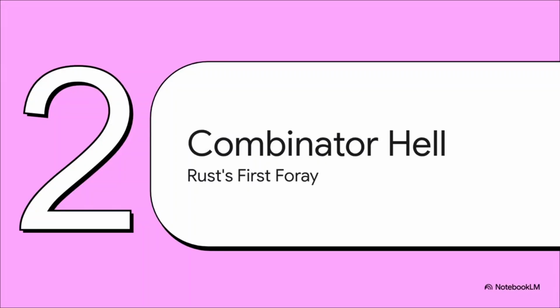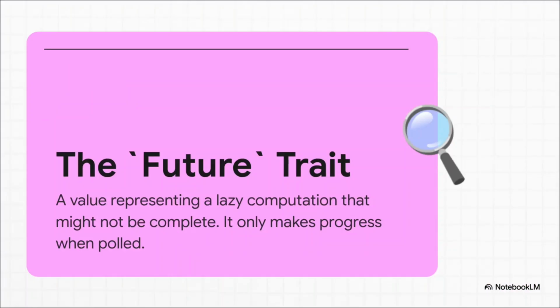So how did Rust's first attempt at this go? Well, it led to a period that developers fondly refer to as Combinator Hell. And trust me, that name is well-earned. The whole system was built on a foundational idea from a library called futures, the Future trait. You can think of a future as basically a promise. It's a value that represents some work that will be finished, well, in the future. But it's lazy. It does absolutely nothing on its own until something called an executor comes along and polls it, basically poking it and asking, hey, can you make any progress right now?